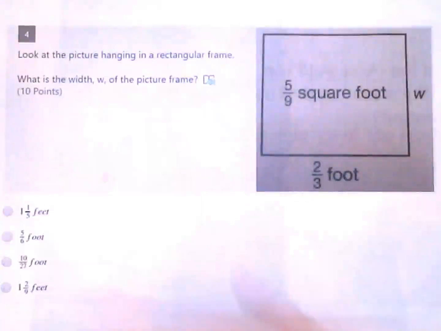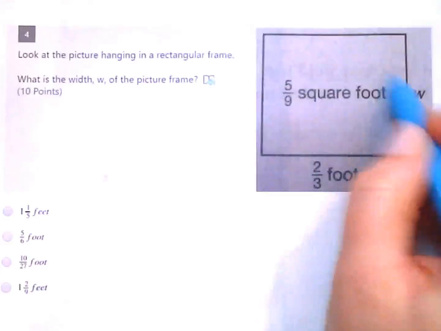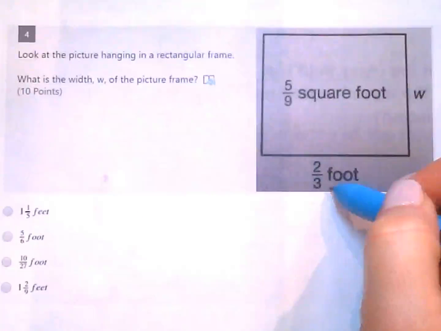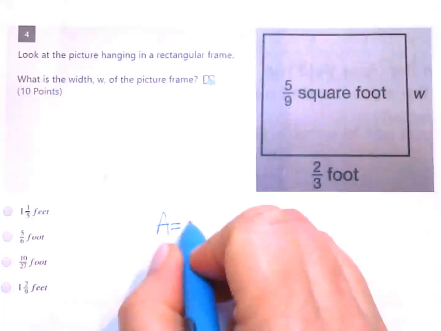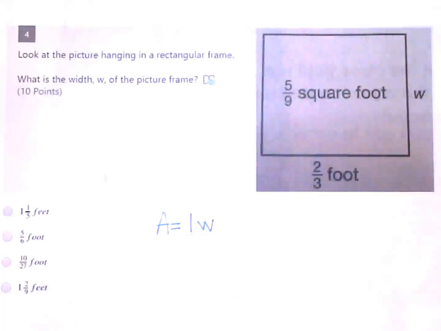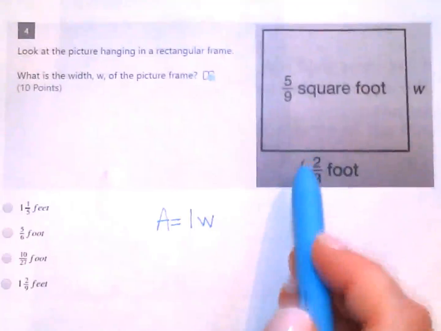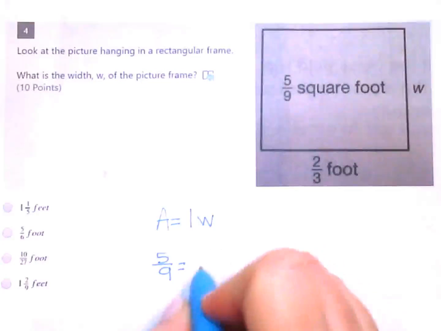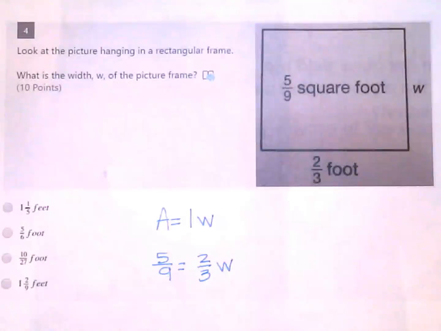And so what we're going to do is look at the formula for area. So it gave us the area, and it gave us W as the width and 2/3 as the height, or the length. So the formula for area for a rectangle is area equals length times width, or base times height, either one of them. In this case, we fill in what we know. We know that the area was 5/9, the length is 2/3, and the width is W. So our job in this particular case is to find out what W is.